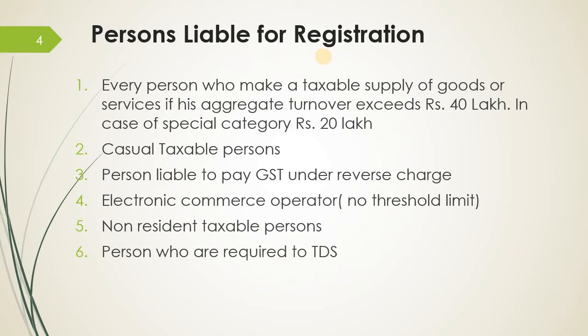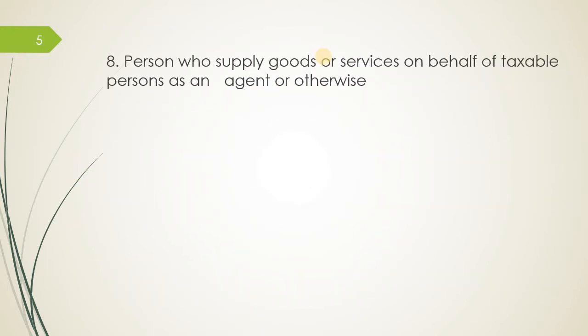Then persons who are required to deduct the tax at source. Any person who is required to deduct tax as per Section 51, then he has to compulsorily get registration. Then any person who is required to collect tax as per Section 52, then he has the obligation to get the registration. Then persons who supply goods or services on behalf of a taxable person as an agent or otherwise.